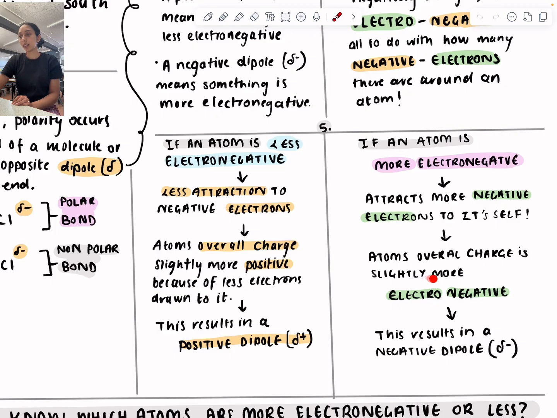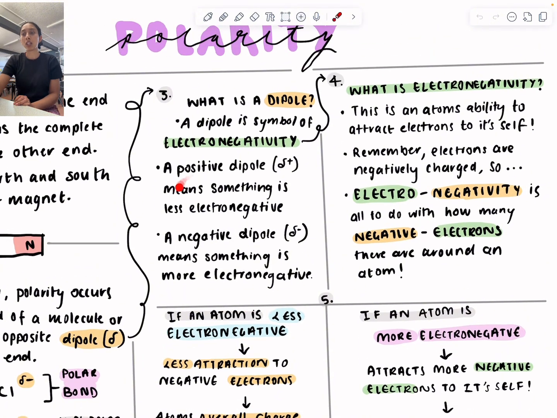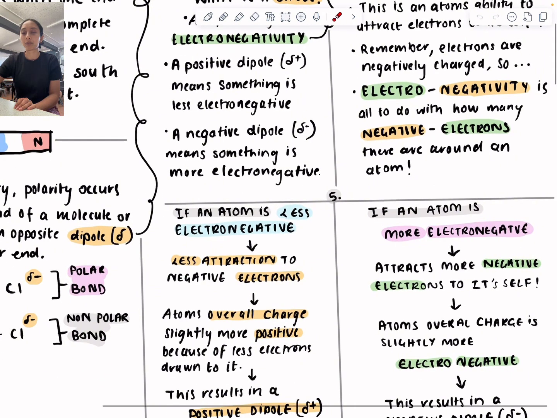That's why you assign things that are more electronegative with a negative dipole, all right? And so this is why a positive dipole means that something is less electronegative, because it's not drawing in any electrons, and this is why a negative dipole means that something is more electronegative, because if something is drawing in more negative electrons, it's going to be overall more negative.